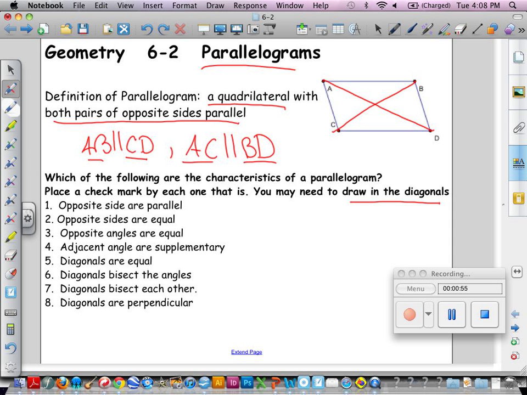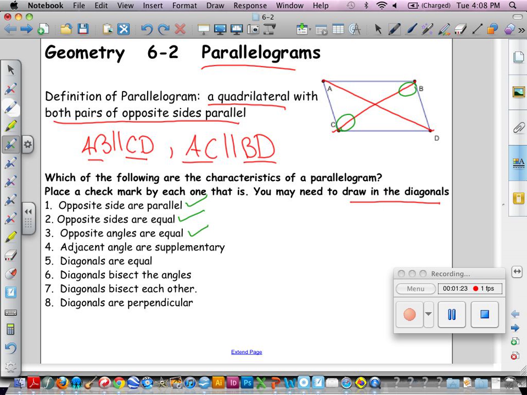Welcome back. Let's go through those characteristics. Opposite sides are parallel in a parallelogram. That's part of our definition. Number 2, opposite sides are equal is a characteristic. Opposite angles are equal is a characteristic. C and B are opposite angles. A and D are opposite angles.